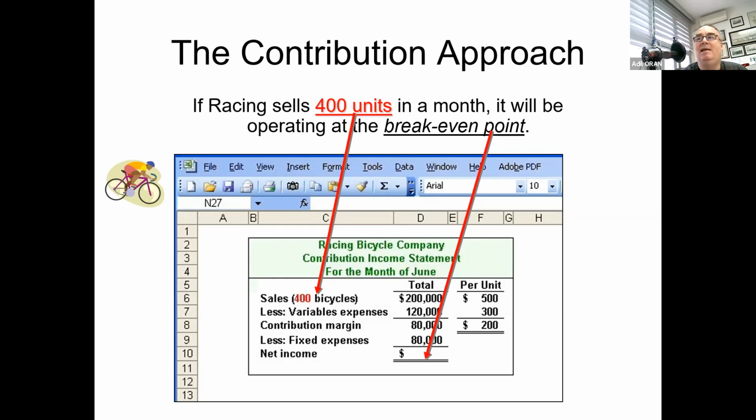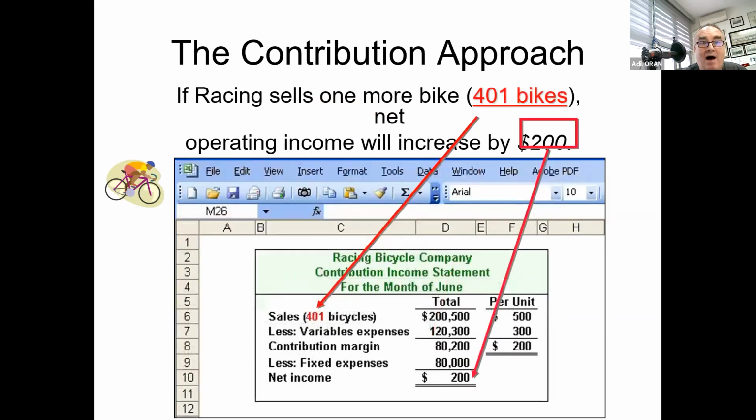If you're able to sell even one additional bike, how much would your net income be? Well, it's going to go up by the contribution margin per unit. Selling one more bicycle increases the sales revenue by 500, increases the variable cost by 300, and increases the contribution margin by 200. Fixed costs don't change, so your net operating income will go up by the 200 contribution margin per unit.